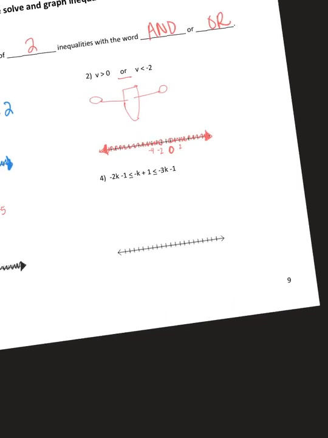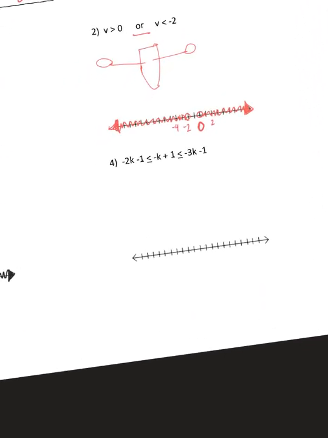Let's take a look at number 4. So this compound inequality should be an and, because it's written as one continuous compound inequality, and you can split it. Okay, so you can split it so that you have negative 2k minus 1 is less than or equal to negative k plus 1. And when I say split it, you have to write the whole middle both times, okay? And you can write negative k plus 1 is less than or equal to negative 3k minus 1. So then you're going to solve for k in both cases, and then rewrite your compound inequality.